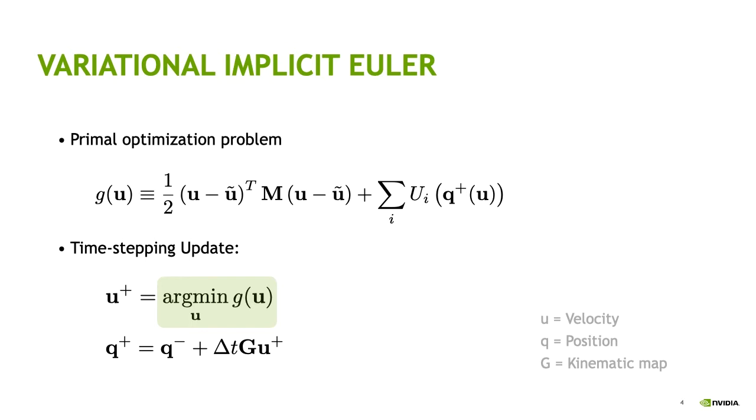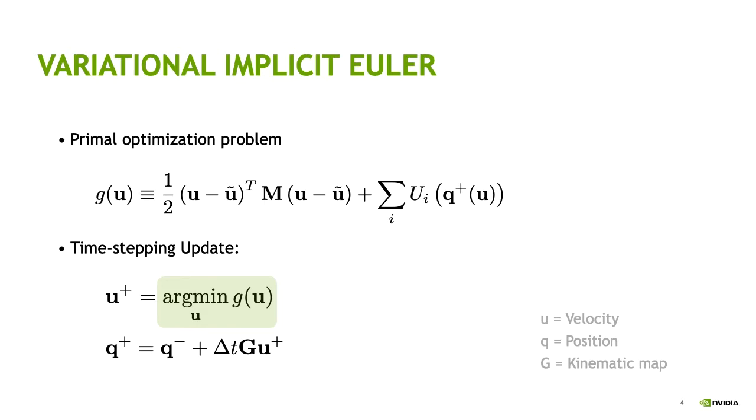So in projective dynamics, this is written in terms of positions, q. Here I've written it in terms of a generalized velocity, u. And this is a simple reparameterization, but it's really convenient when we come to deal with rigid bodies that have a linear and an angular component.